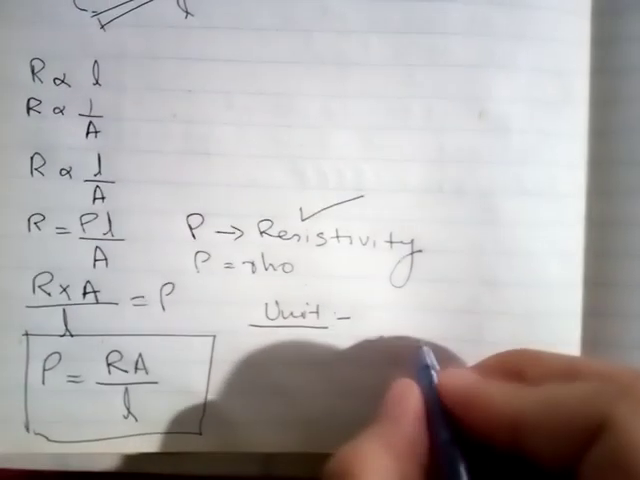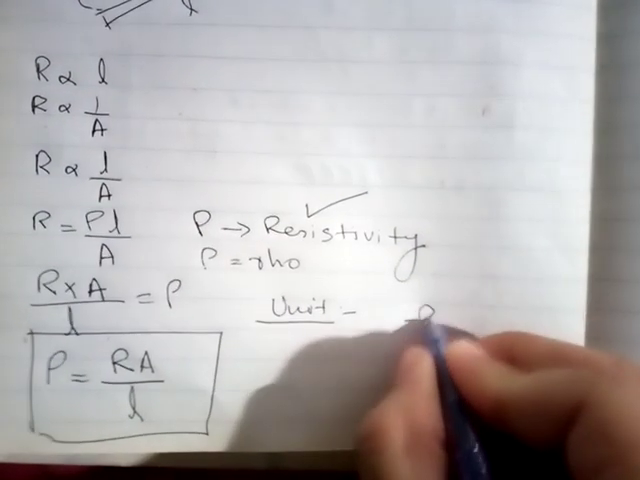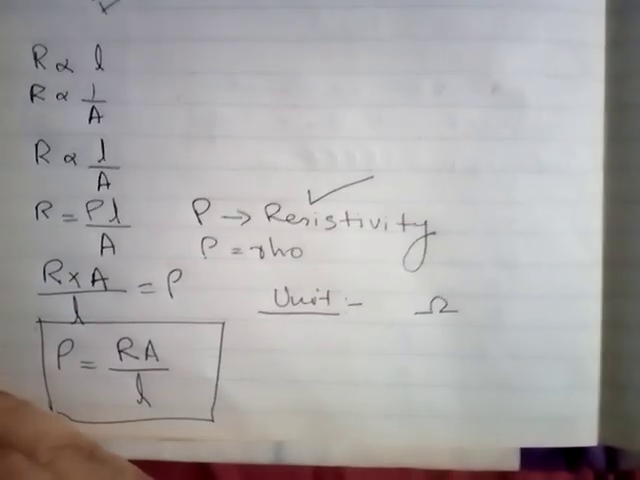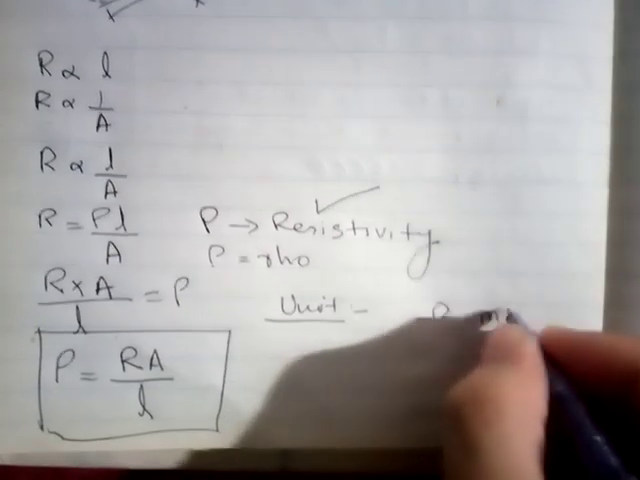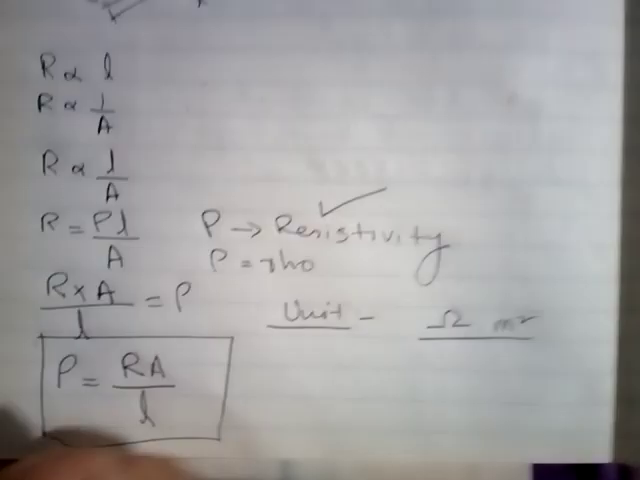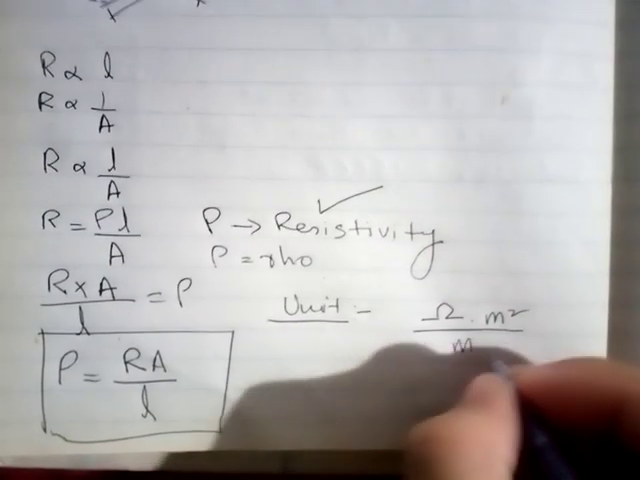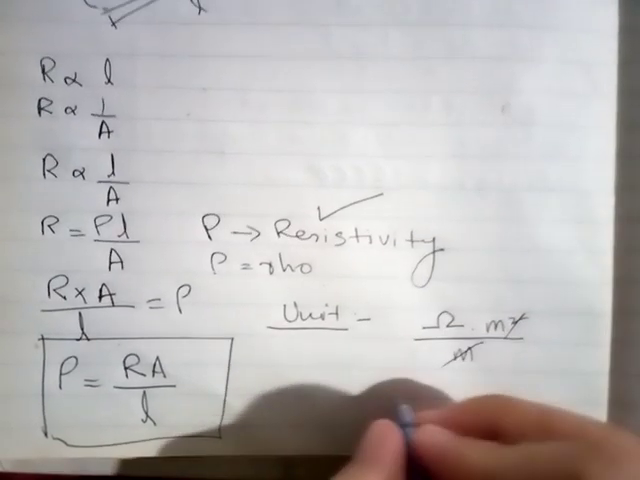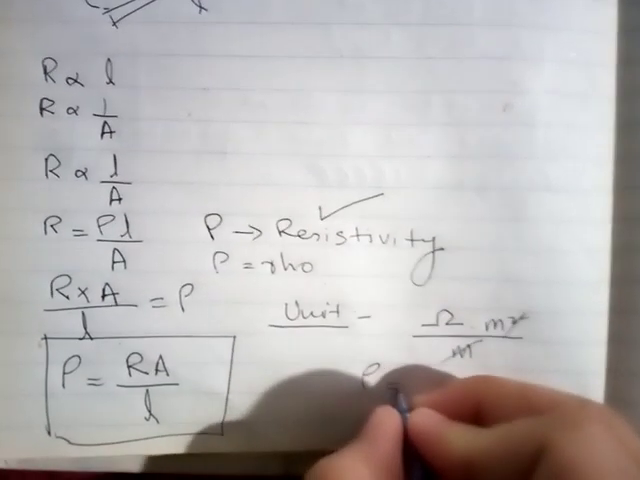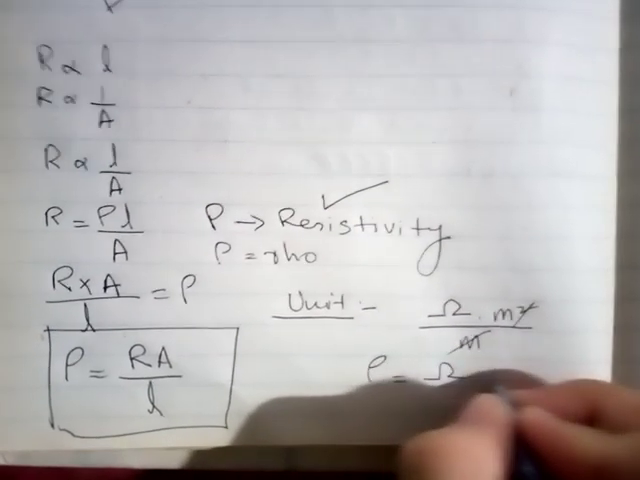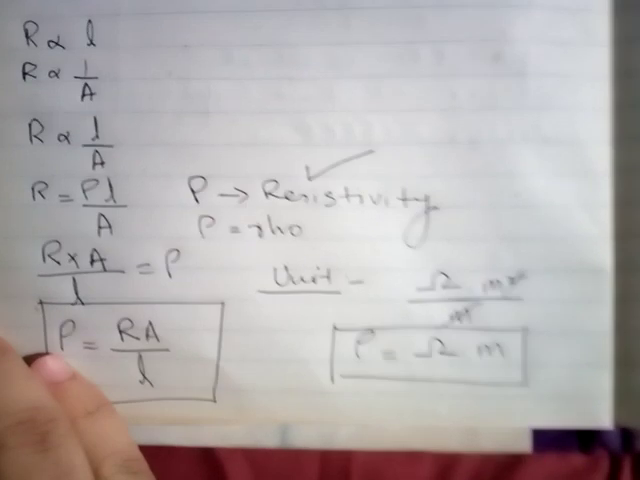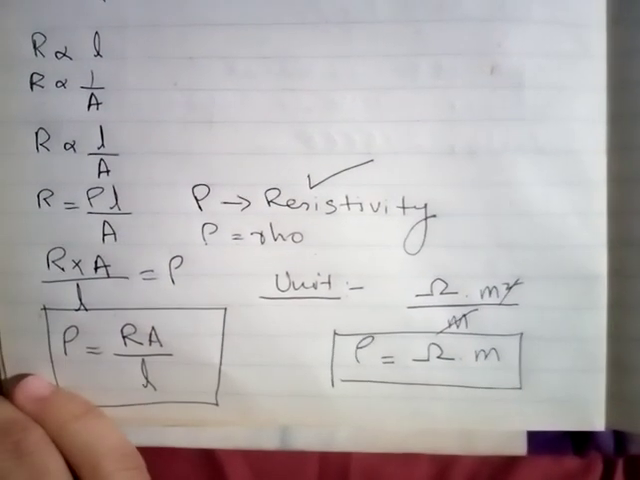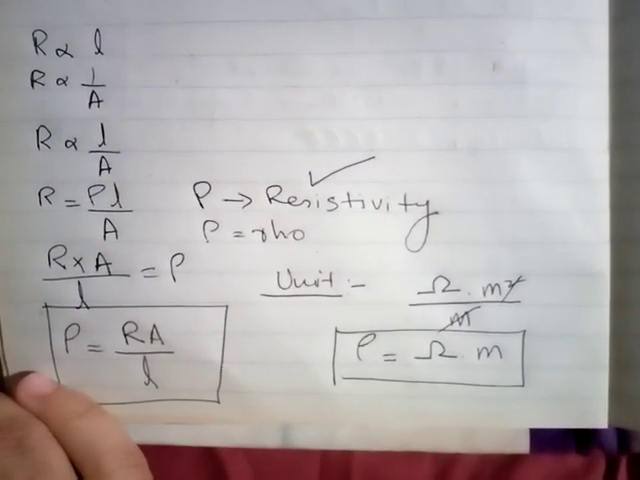What is the SI unit of R? The SI unit of resistance is ohms. What is the SI unit of area? The SI unit of area is meter square. What is the SI unit of length? The SI unit of length is meter. This meter will be cancelled by the power 2, and the unit of rho is ohm meter. The derived unit of resistivity of a material is ohm meter.